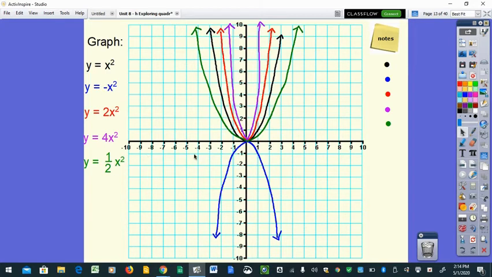When we put the 1/2 in, notice it's wider than the parent function. It's kind of meandering up. It's taking longer to grow. So that fraction makes the function look wider.